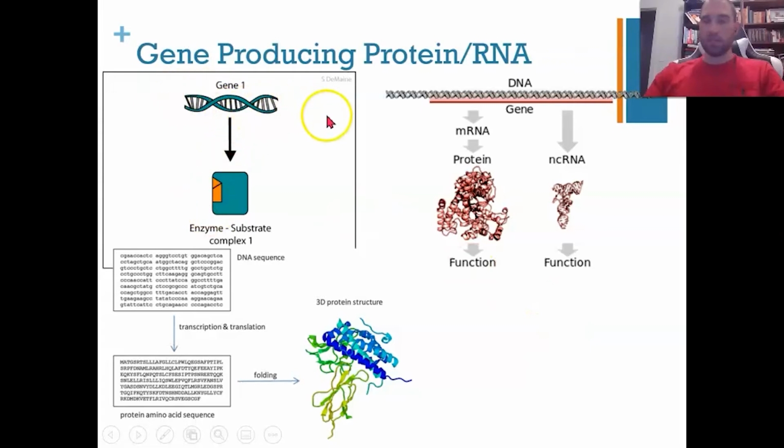Over here we have a picture showing what an enzyme does, and we're going to go through this in detail later as well. Here's our gene. It leads to an enzyme, and that enzyme turns substrates into products. So in biology we don't say reactants. In chemistry we say reactants, but in biology we say substrates.